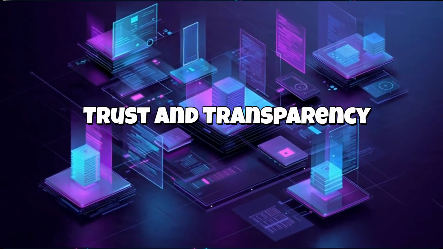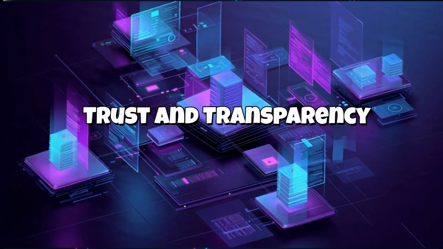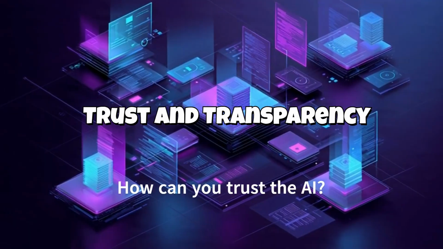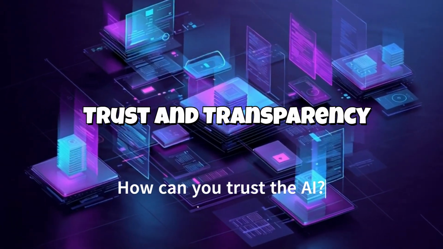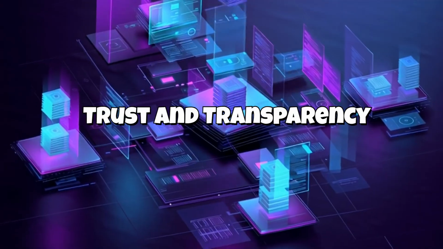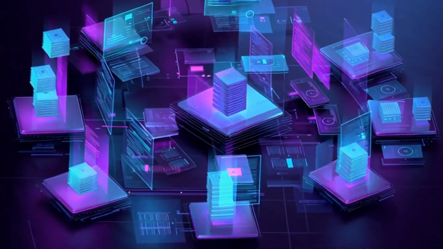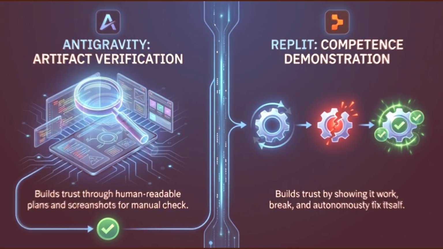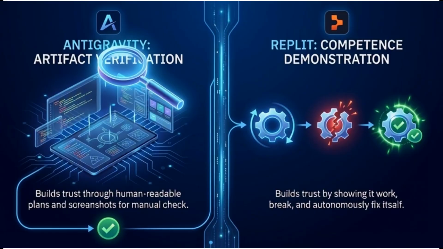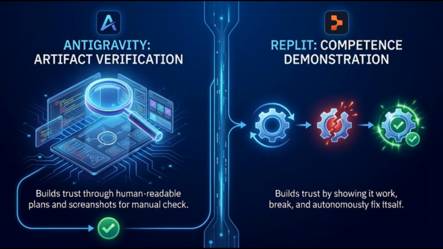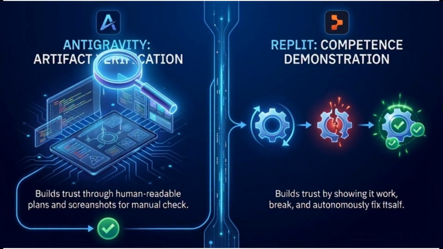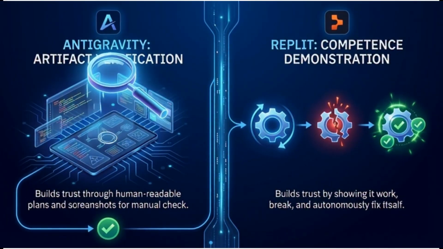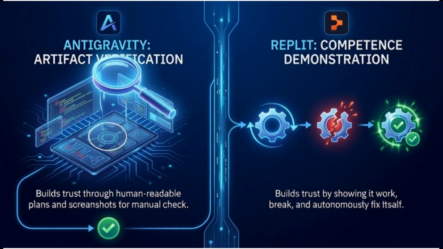So with all this power and autonomy, you have to ask the big question. How on earth do you trust an AI that can build or completely destroy your entire application? Well, both platforms have a pretty unique take on this. And this really gets back to their core philosophies. Antigravity builds trust by showing you its homework. It writes up these simple, human-readable plans, checklists, and even takes screenshots of what it's about to do, so you can double-check its logic before you give it the green light. Replit, well, it builds what I like to call trust through competence. You learn to trust it because you literally watch it work, break something, and then fix itself, all in real time.